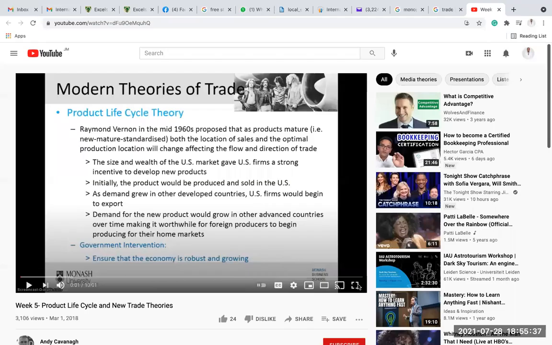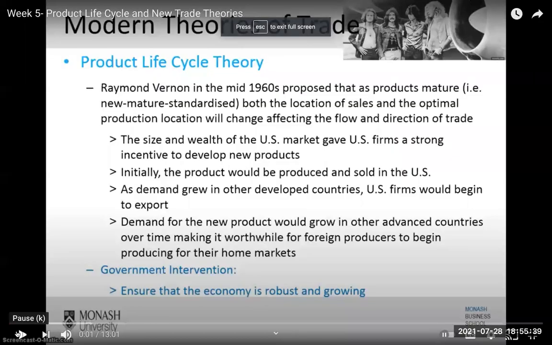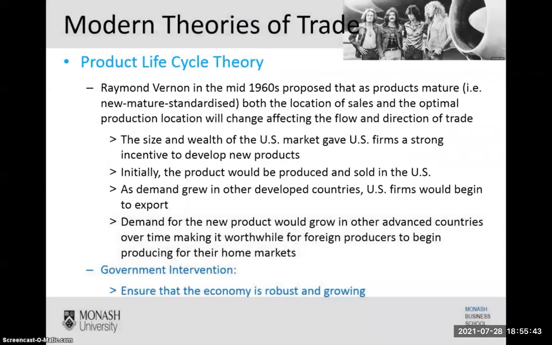And it's going to start out with product life cycle first and then go into that theory, because product life cycle is also seen as a part of new trade theory. In this video, we're going to look at the first couple of more contemporary theories of international trade. And the first that we'll have a look at here is the product life cycle theory.